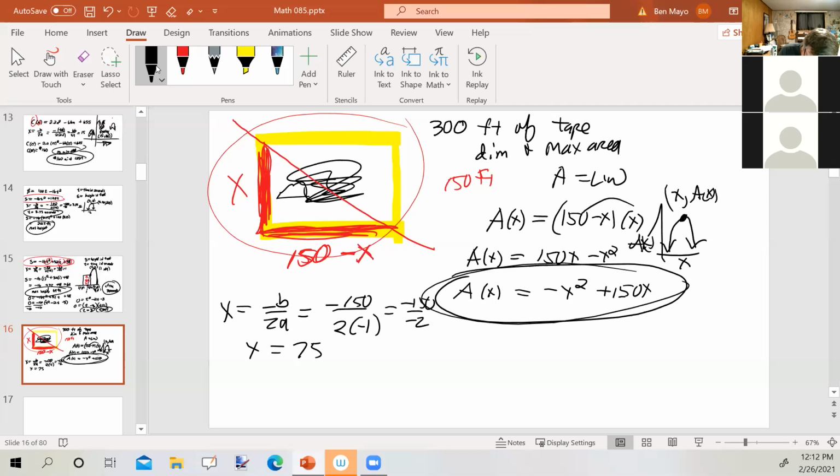So that means x equals 75 feet. 150 minus 75 would also be 75 feet. So the dimensions are 75 feet by 75 feet. So in fact, this rectangle is a square.